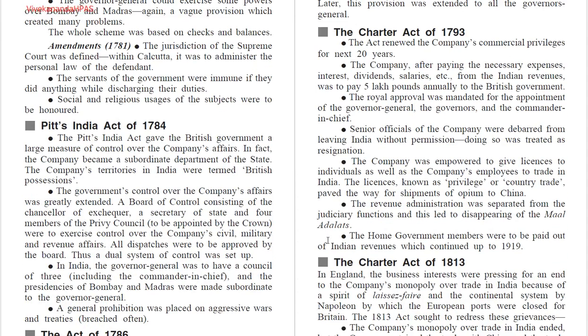The next one is the amendments. Why were amendments carried out? Because every decision that the Governor General was taking had to be placed in front of the Supreme Court. Anybody could challenge it. So the jurisdiction of the Supreme Court was reduced. It is said that anything that the Governor General or the company servants will be doing will be out of the purview of the Supreme Court. Secondly, the jurisdiction of the Supreme Court was only within Calcutta. Okay? And it will administer the personal law of the defendant and not the company law or any other law. So only personal grievances will be entertained by the court now.